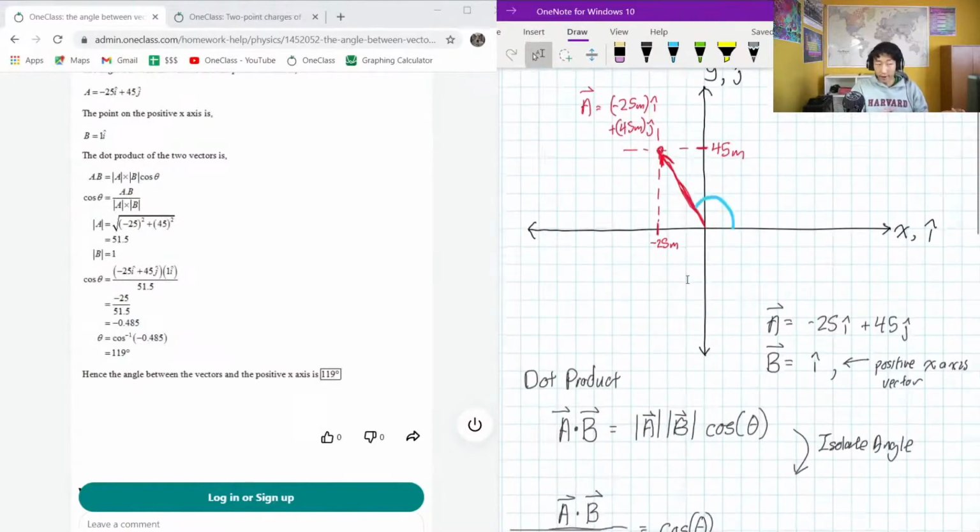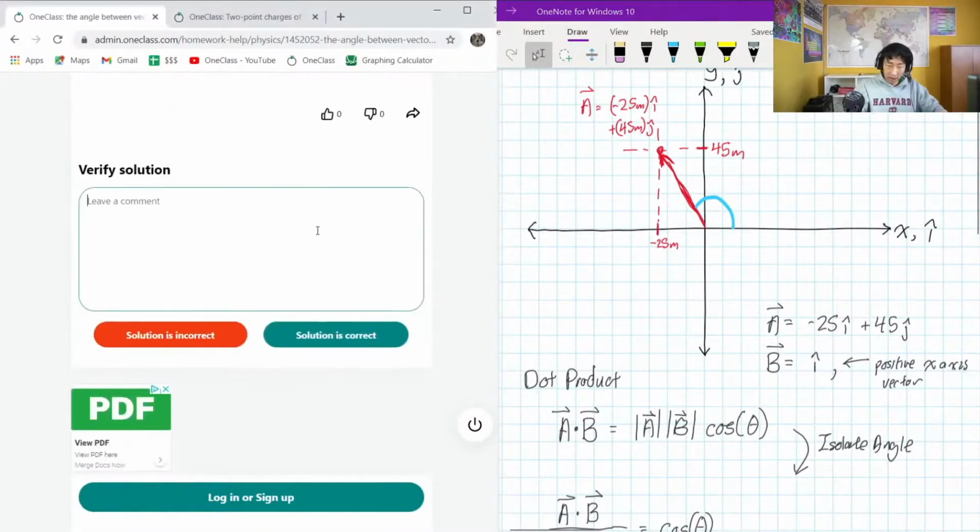Okay, so that's the dot product for you. Dot product is very, very useful when you want to find the angle between multiple vectors. Okay, so yeah, this is good. Awesome.